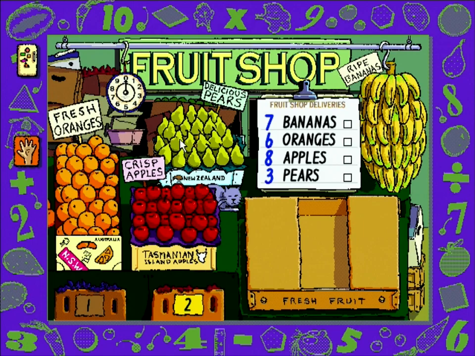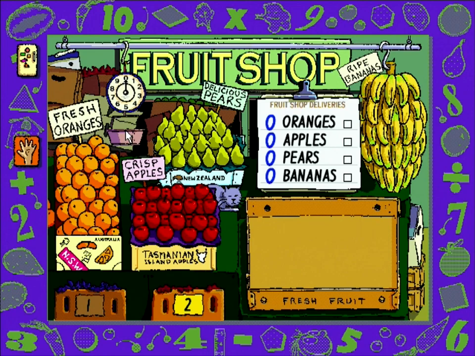Bananas. Crisp apples. Fresh oranges. Delicious pears. Ripe bananas. Fruit shop. Okay, this one's ready to ship out. Thanks, mate. I'll pay you tomorrow.